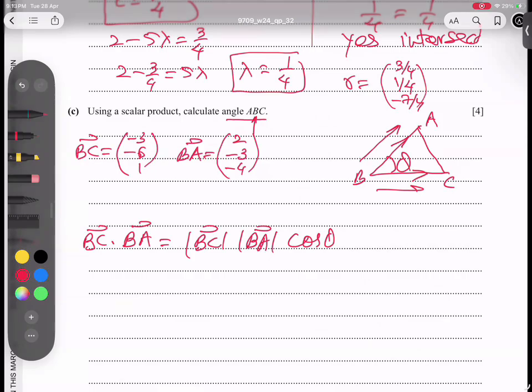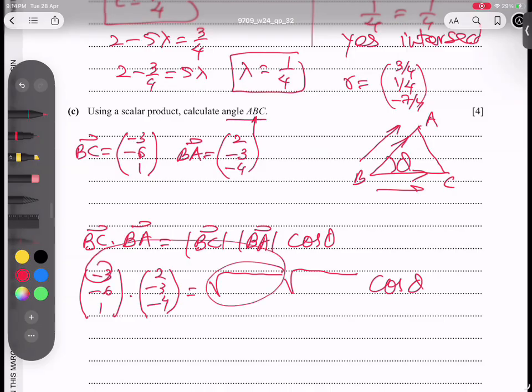Now I can simplify. I can get it easily now. So I'm putting both values here, students: BC dot BA, so magnitude of BC and magnitude of BA into cos of the angle. So BC is -3, -6 and 1, and BA is 2, -3 and -4. So what is the magnitude, students? Square of -3 is 9, square of 6 is 36, and plus 1. What about the same story here? 4 plus 9 and plus 16.